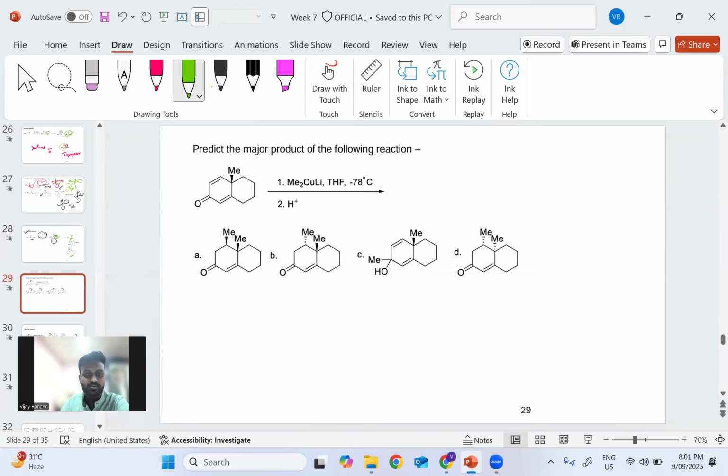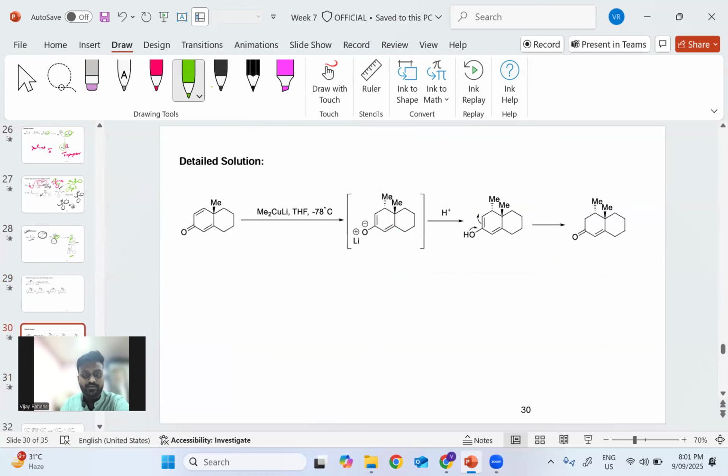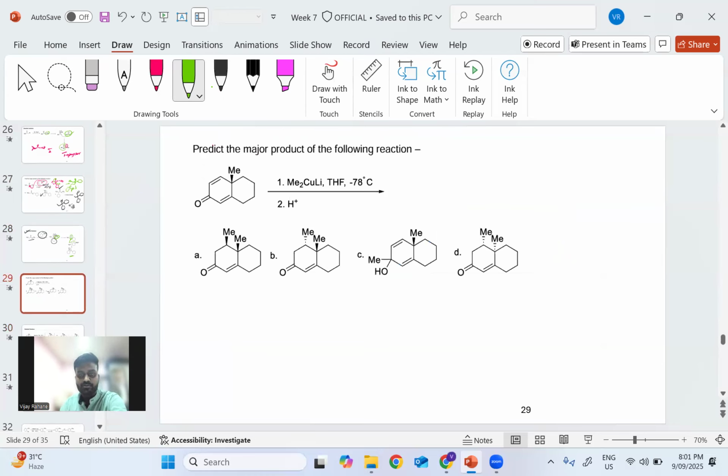There are similar questions, more questions based on the similar approach. I will explain another question which involves the stereochemistry. This question has this copper lithium. Whenever you see the copper, always consider the attack will take place in 1,4 fashion. There are two double bonds present in the starting material. Now you need to select which bond is more reactive.